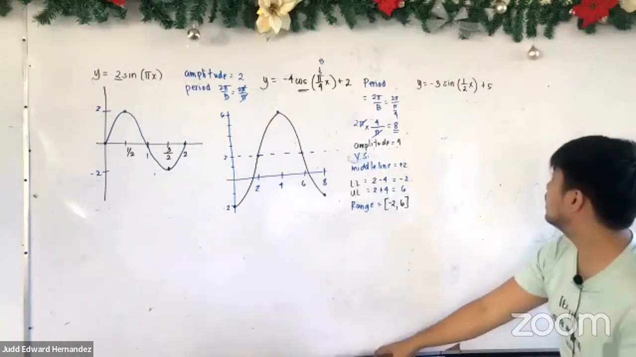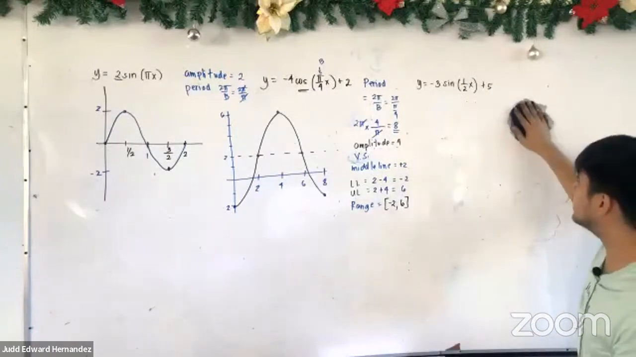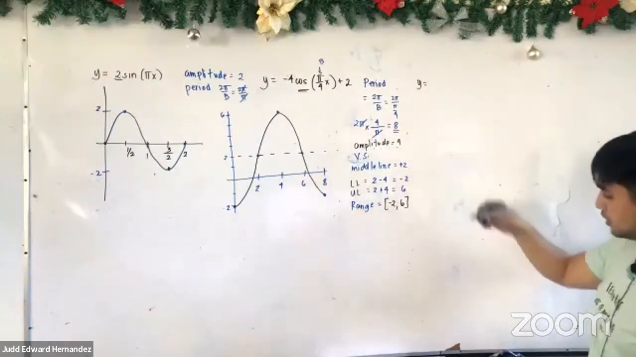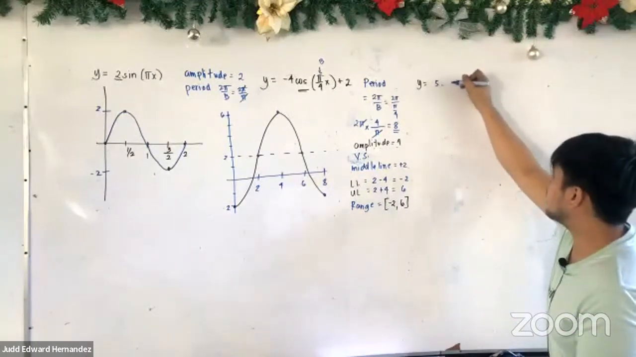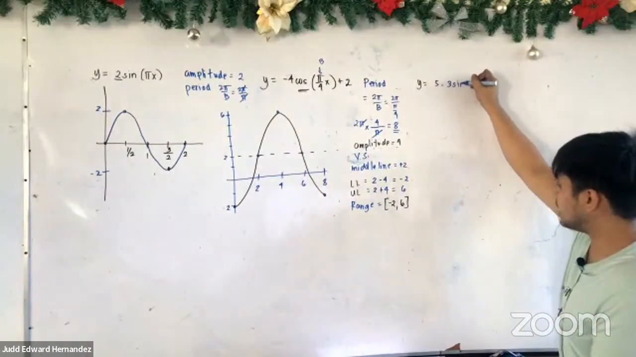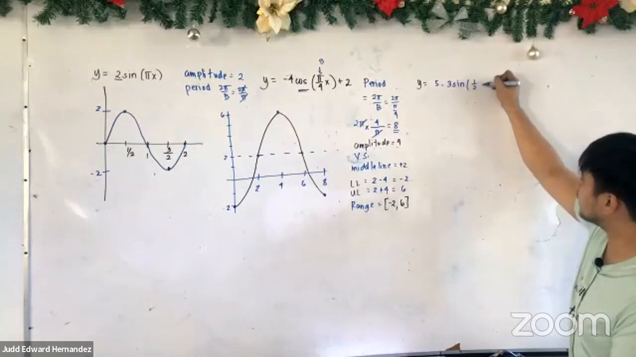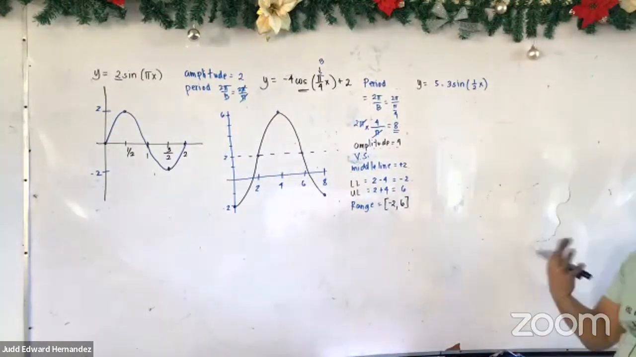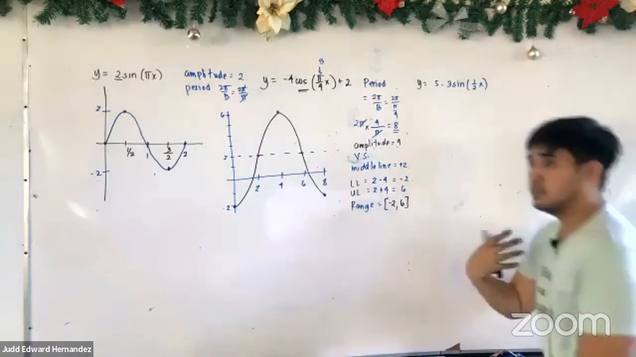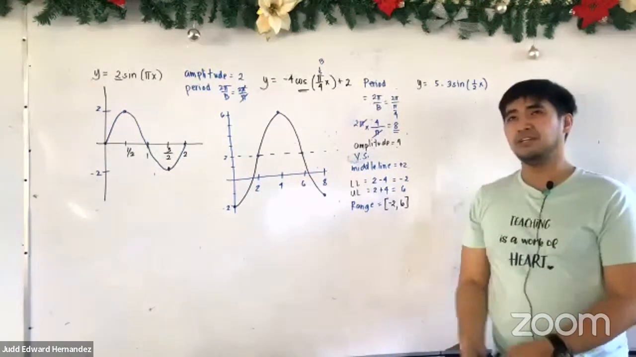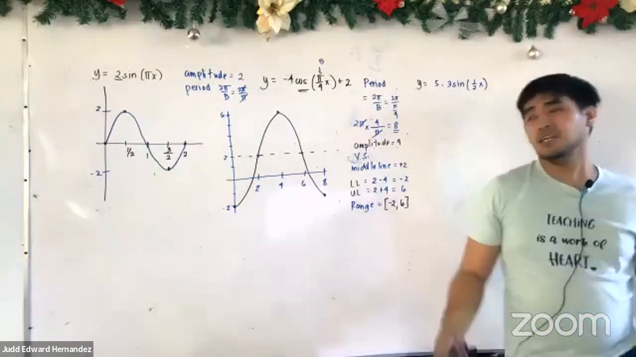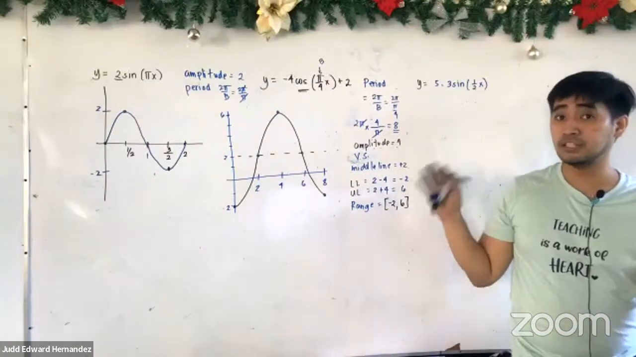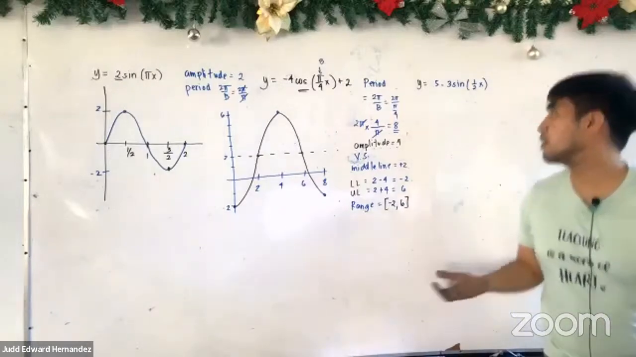Y is equal to negative 3 sine of 1/2 x plus 5. Sorry. It should have been, baguhin natin yung arrangement para medyo challenging. Y is equal to 5 minus 3 sine of 1/2 x. Okay. Kasi may mga times na naiiba yung ayos ng given.